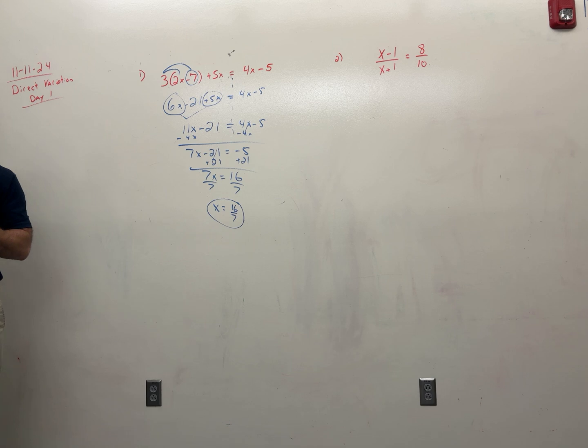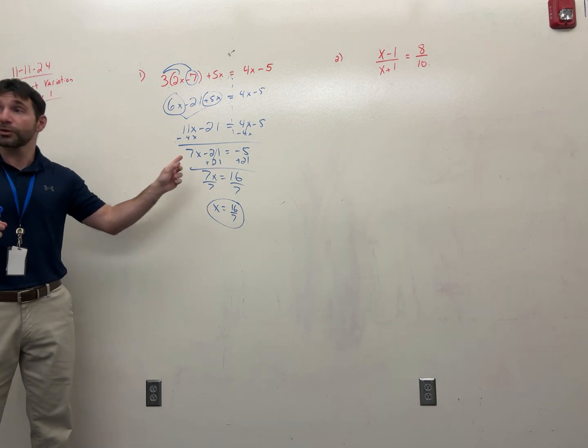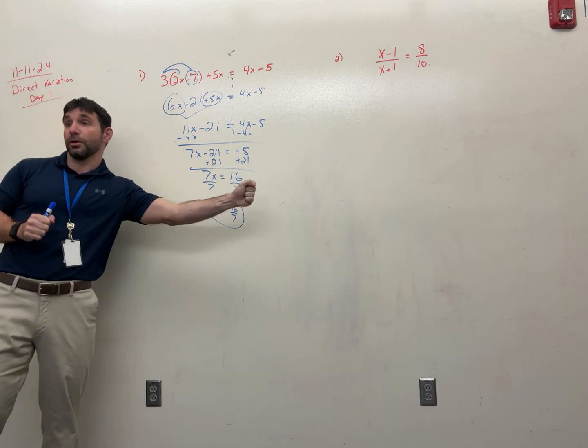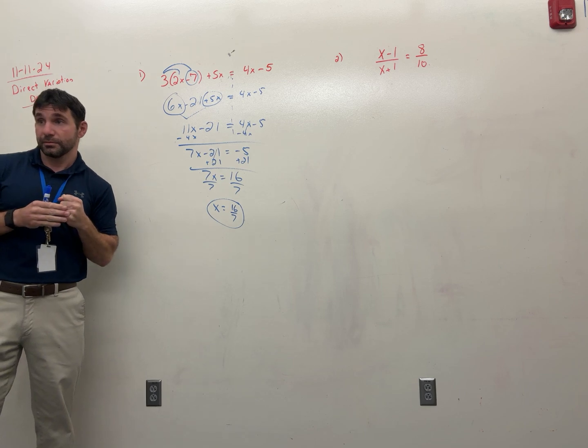Then you did it backwards. It would be incorrect. So you divided this 16. Remember, the goal is to get x by itself. So we need to isolate that by moving whatever's with the x away. You with me? Yeah.